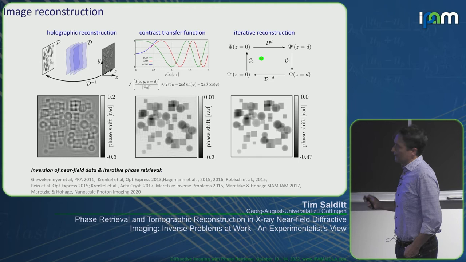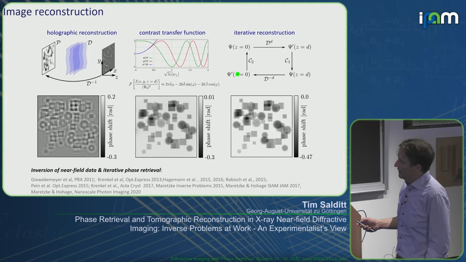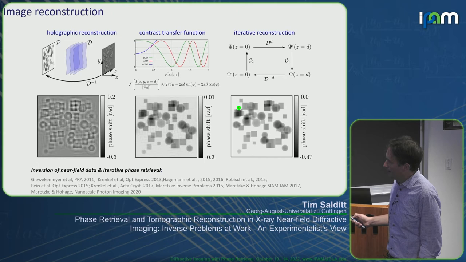phase retrieval schemes, like RAAR, which would implement your measurement and some sample constraints, such as a support or a pure phase object or sparsity, many different options that regularize this and give you something without these limitations of linearization.